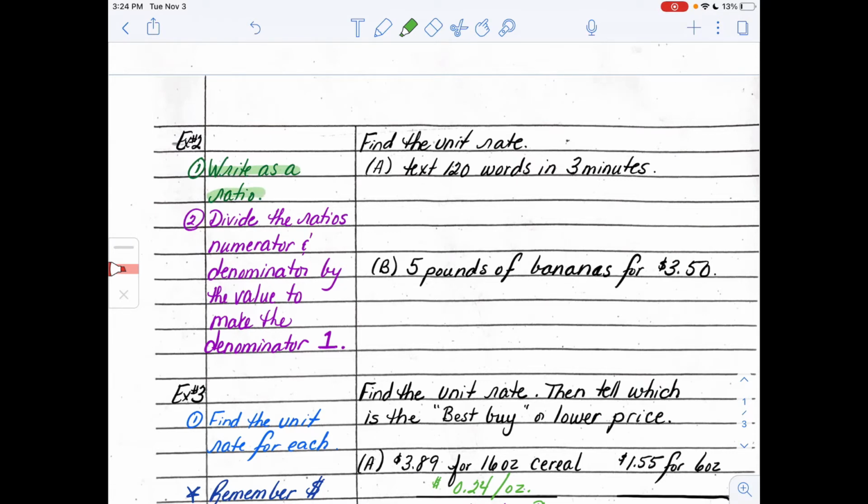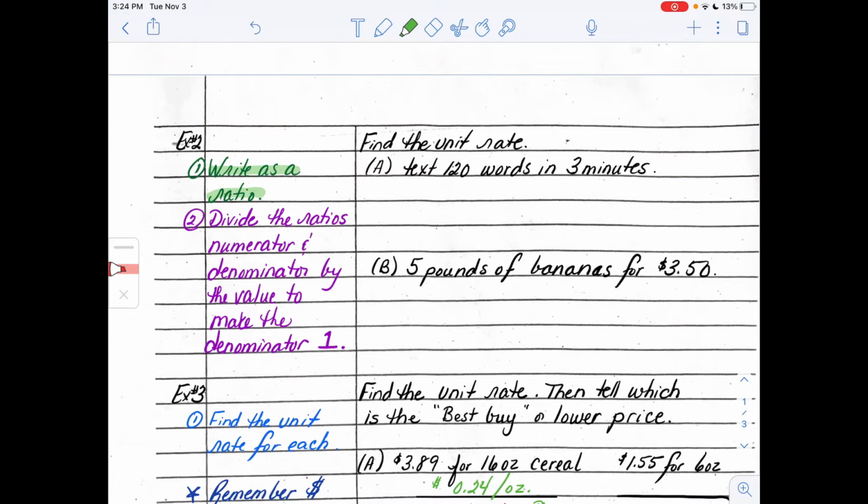And the thing you have to remember is whatever comes first goes on the top. Whatever comes second goes on the bottom. I said earlier, the only time that is different is if money is involved. If there's money, no matter where that is, it always goes on top. So let's go ahead and look at this one. I don't see any money here.